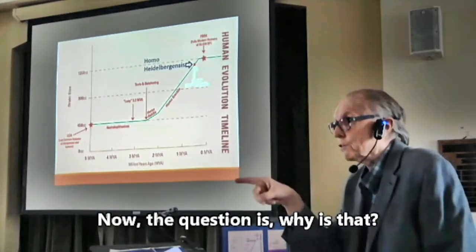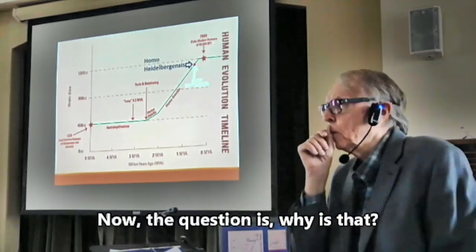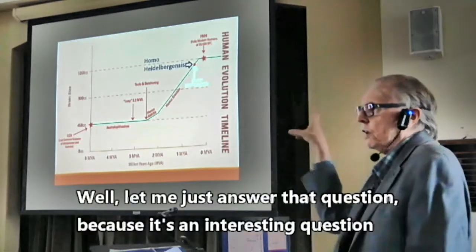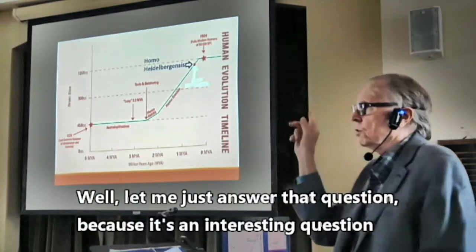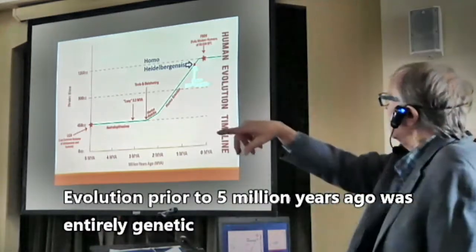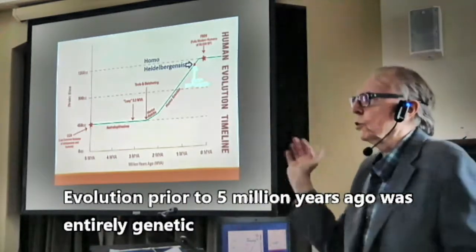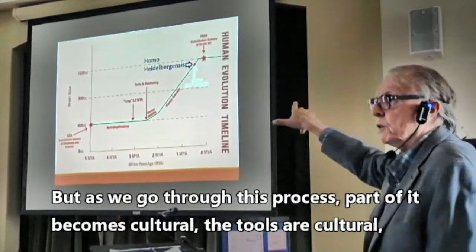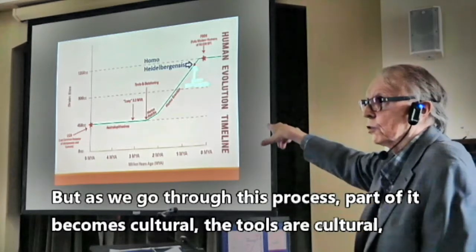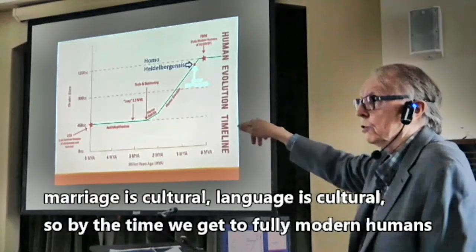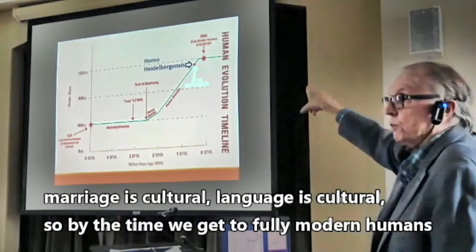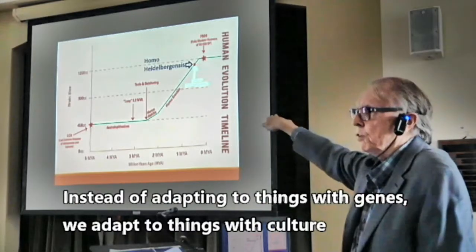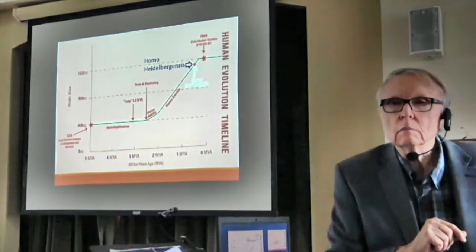Now the question is, why is that? And can it be changed? But I think, let me just answer that question because it's an interesting question. Evolution prior to 5 billion years ago was entirely genetic. But as we go through this process, part of it becomes cultural, right? The tools are cultural, marriage is cultural, language is cultural. And so by the time you get to fully modern humans, instead of adapting to things with genes, we adapt to things with culture.